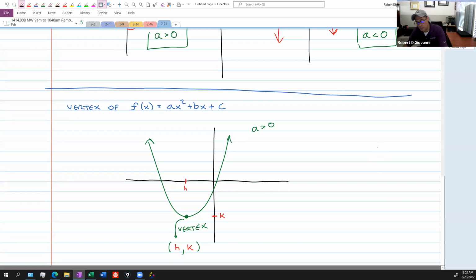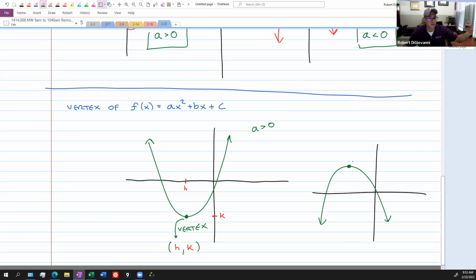Now, if your parabola opens the other way, if your parabola opens this way, then now your vertex is the absolute maximum or the highest point on the graph. But again, that vertex has coordinates H, K. So here's H and here's K. So wouldn't it be nice if when somebody gave us a quadratic function, there was an easy way to determine what that point was?